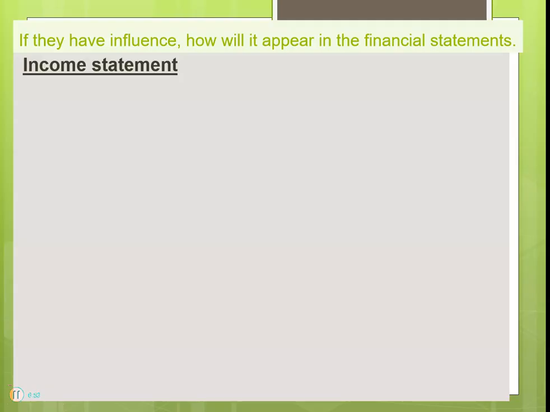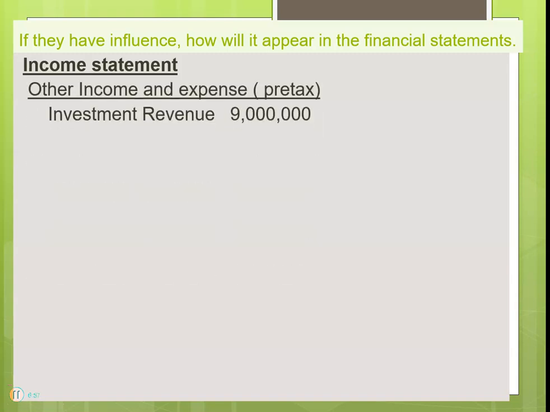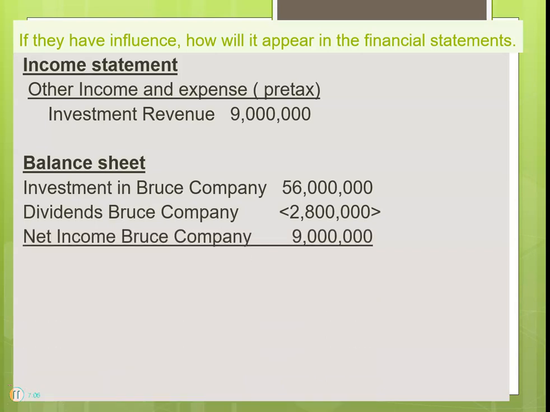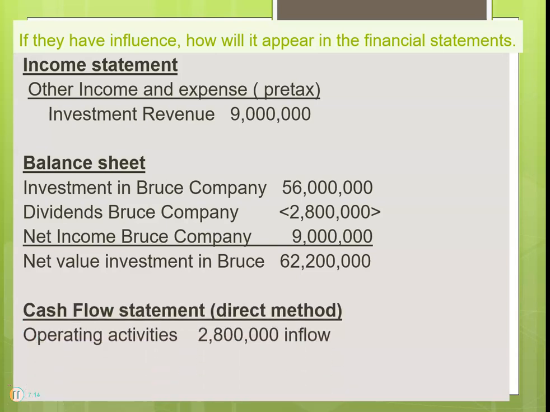Now, on the income statement, what does this look like? Other income and expense is investment revenue. On the balance sheet, it would be investment in Bruce minus the dividends plus the net income. And now we have the net value associated with the investment in Bruce account. And on the cash flow statement, we would show operating activities, the dividends, and the investing. And that ends part 3.